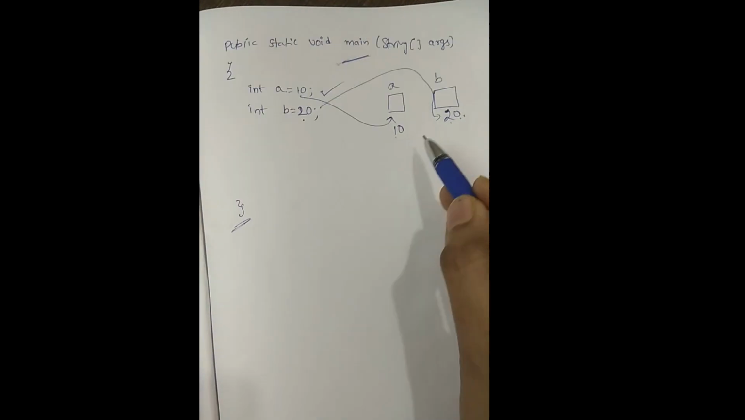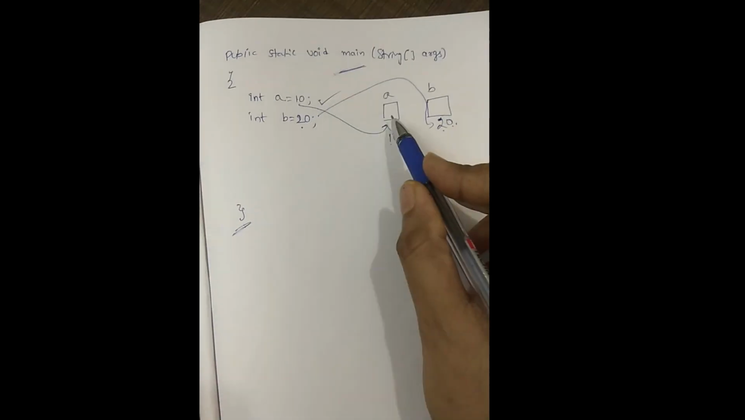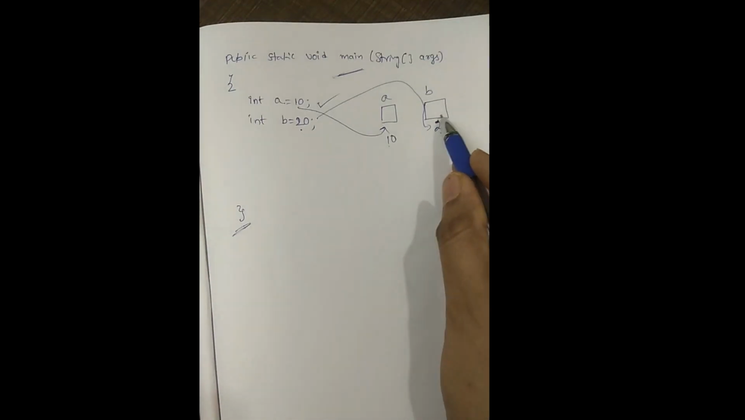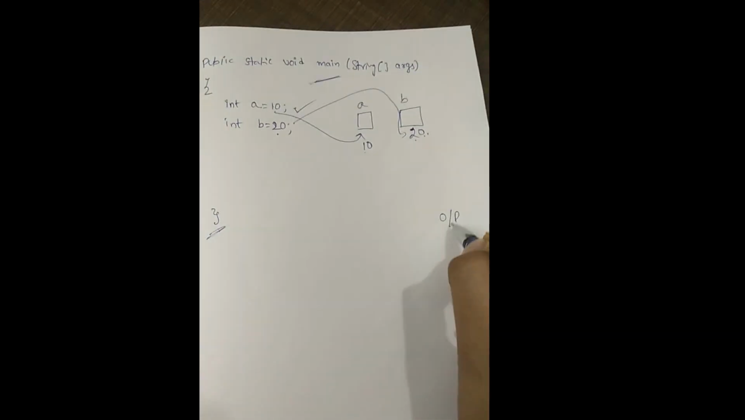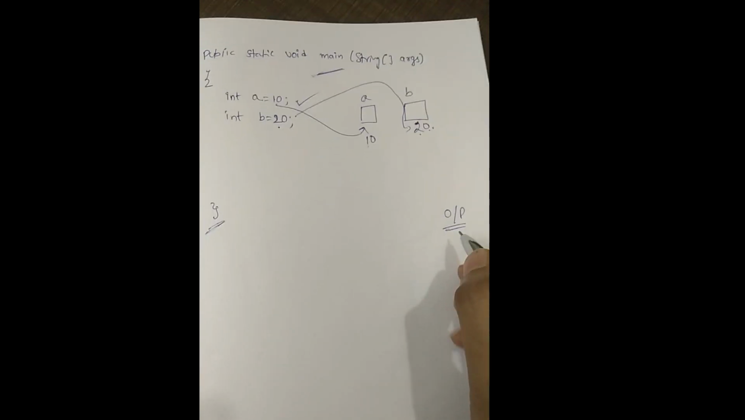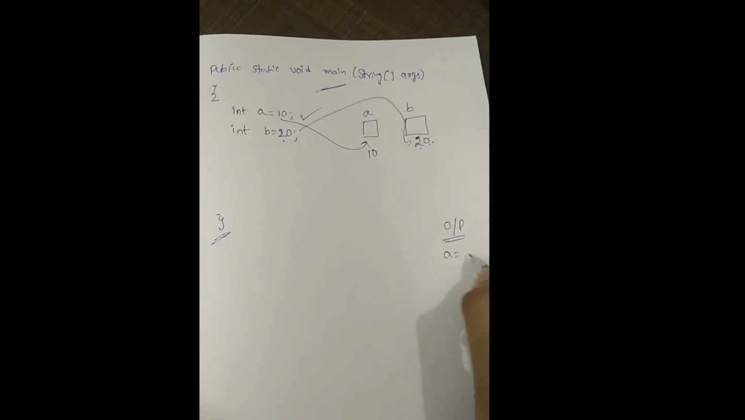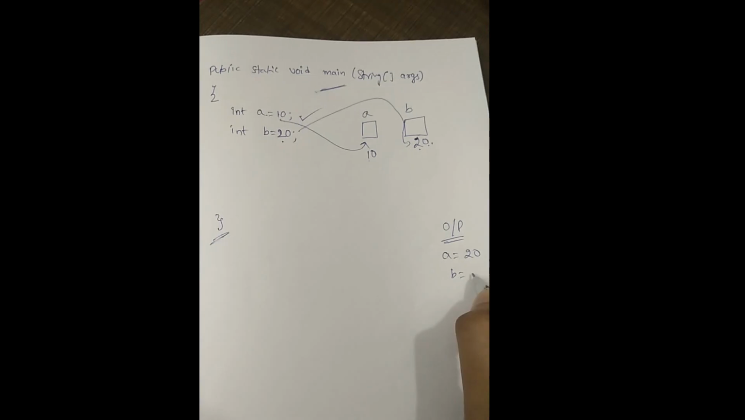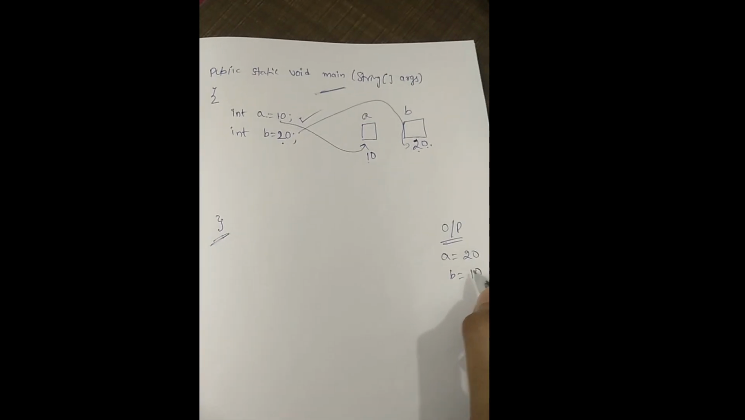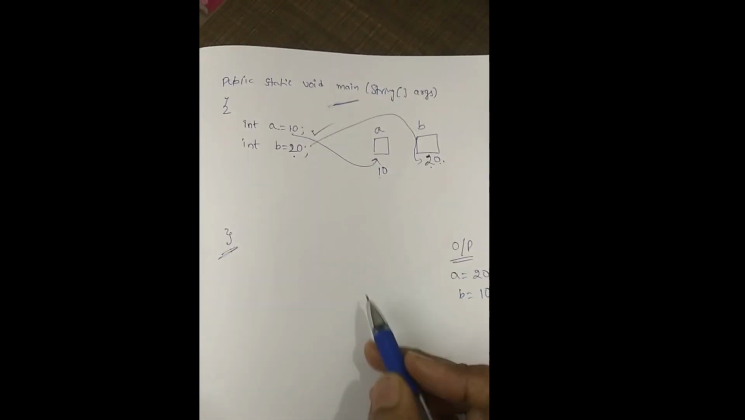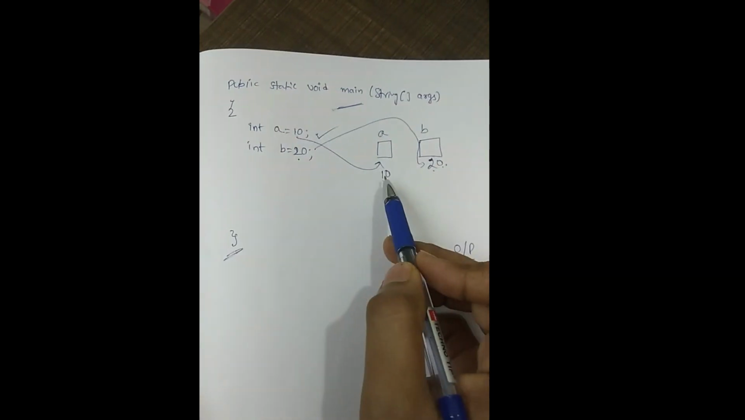Now I want to swap these variables. A must be 20 and b must be 10. That is my output, so keep it in your mind. Keep the output always aside, right? Our output must be a is equal to 20, b is equal to 10. Now the present values are like this.